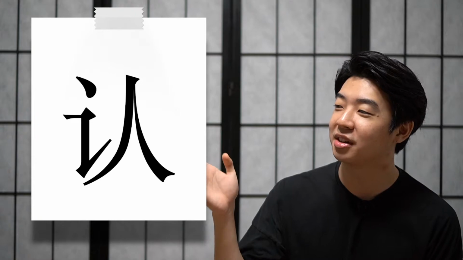Now that you know the main character, let's see it with some other characters. The character on the left is a variation of a character that means word. Mark Twain once said, "It is better to keep your mouth closed and let people think you're a fool than to open it and remove all doubt." This highlights the fact that you can know a lot about a person from what they say.